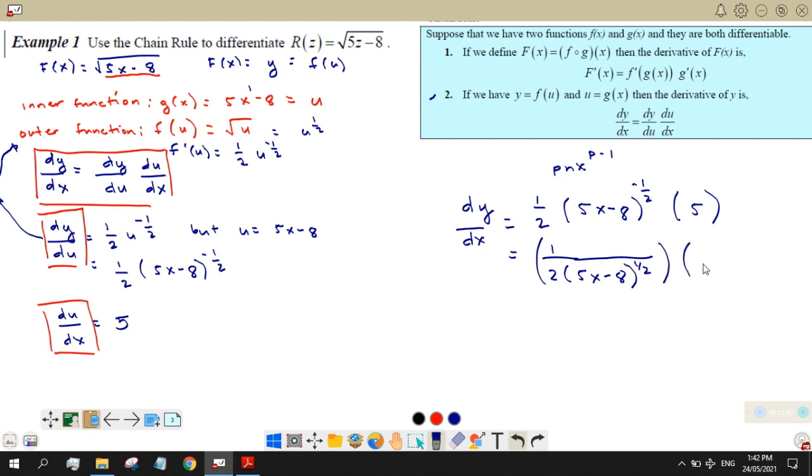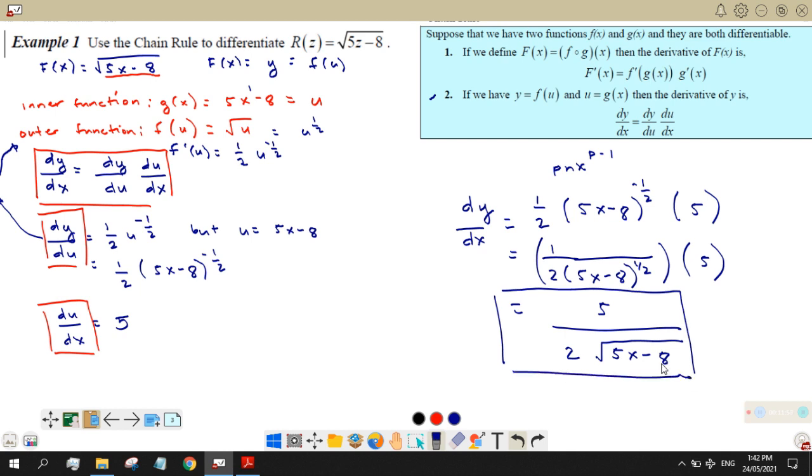Times natin siya to 5. So, numerator by numerator, we have 5 here. And on the denominator, you have 2. Ano ang raised to 1 half? Eh di square root of 5x minus 8. So, this is the final answer for our problem.